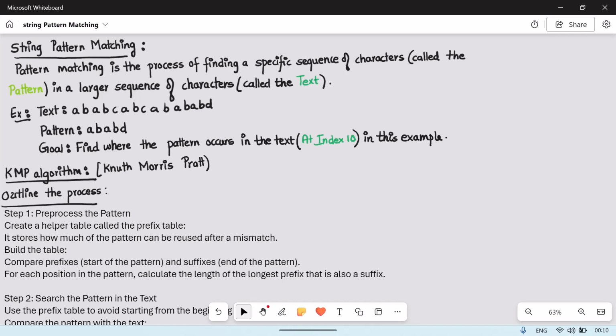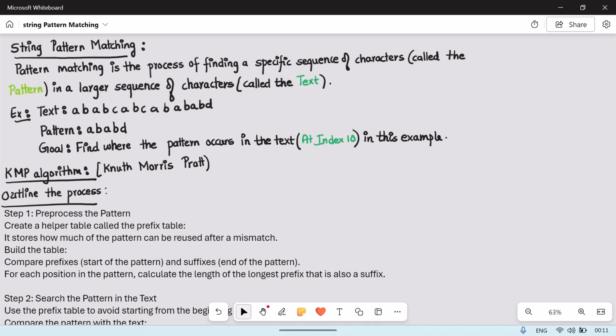Hello students, welcome back. In this video presentation, I will be talking about the topic of KMP algorithm that is used for string pattern matching. This is with regard to the subject Data Structures and Applications, and the subject code is BCS304.